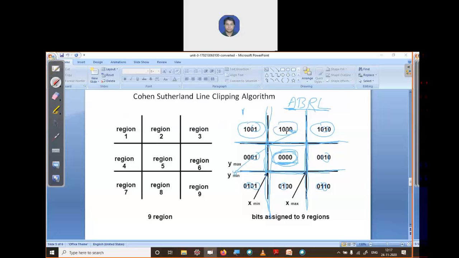Just consider this line where the region codes of both endpoints are non-zero. If you apply the AND operation and get 0000, it means the line needs to be clipped. If the AND operation of the region codes gives a non-zero number, for example 1000 AND 1100 gives 1000, a non-zero number, it means the line is completely outside. You can reject this line. So these are the conditions we check in Cohen-Sutherland for clipping.